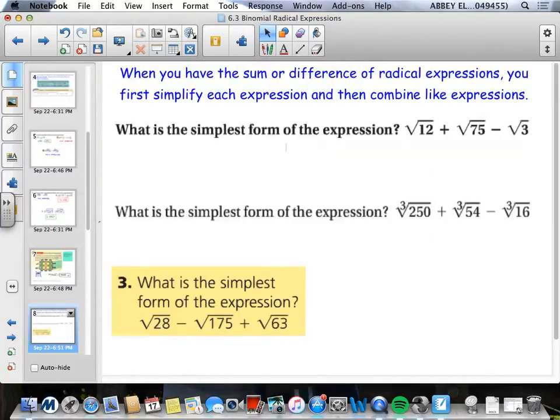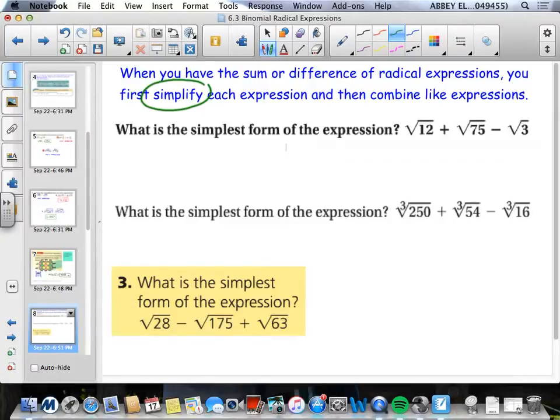All right. So this is where we use our laws of simplifying radicals in order to be able to add higher order radicals. So on this problem, it says when you have the sum or difference of radical expressions, you must first simplify each expression and then combine like expressions, okay? So we've been talking about this. I can break down each one of these as simple as I possibly can. That way, I can see how they add together.